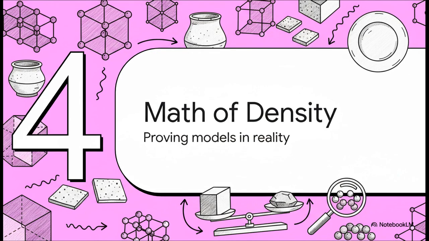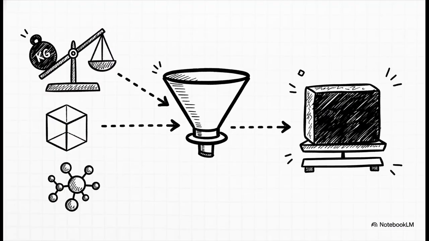Section 4. The math of density, proving the models in the real world. Okay, so it's one thing to draw these beautiful, perfectly geometric models, right? But do they actually predict reality? The answer is a resounding yes. Using the theoretical density formula, if we just know the basic atomic weights, the geometry of the unit cell, and the ionic radii, we can calculate exactly how heavy a microscopic block of a given ceramic should be.